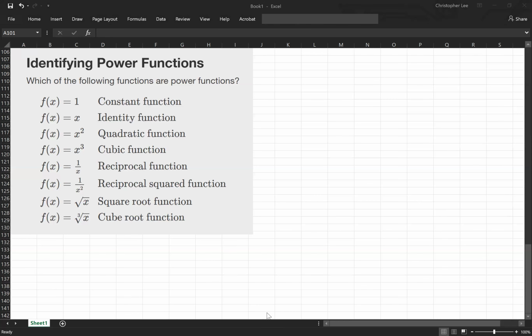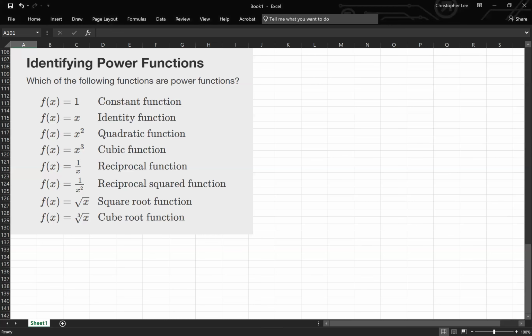Which one? Okay. Quadratic. All right. That's it? Square. Okay. That's it? All right.